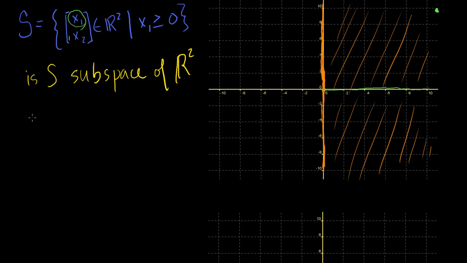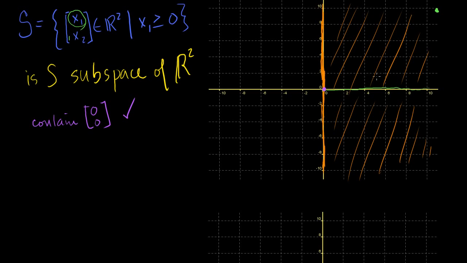So in the case of R2, does it contain 0, 0? Well, sure. It includes 0, 0 right there. We said x is greater than or equal to 0, so this could be 0. And obviously, there's no constraint on this. So definitely, the 0, 0 vector is contained in our set S. So that is a check. Now, let's try another one.